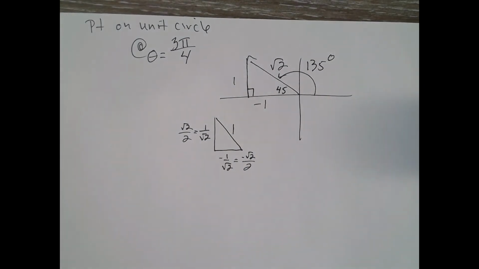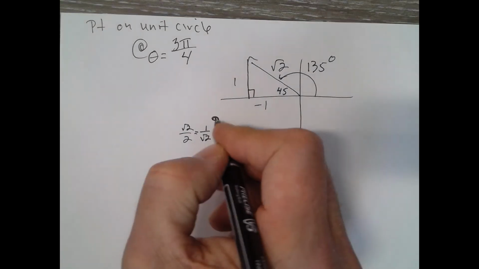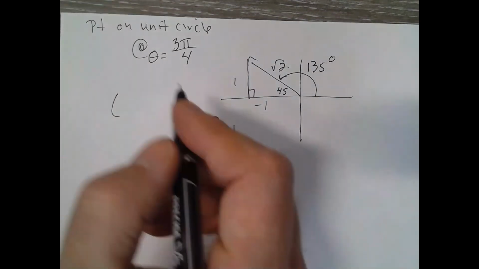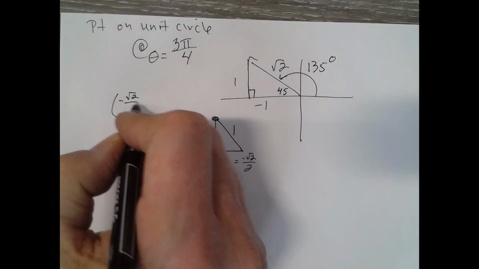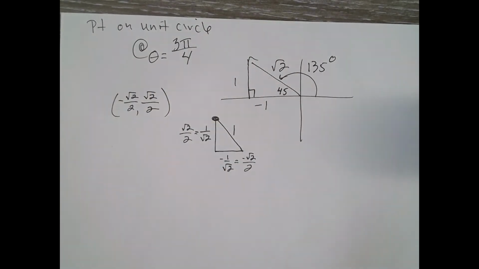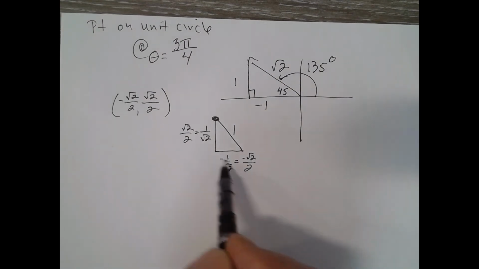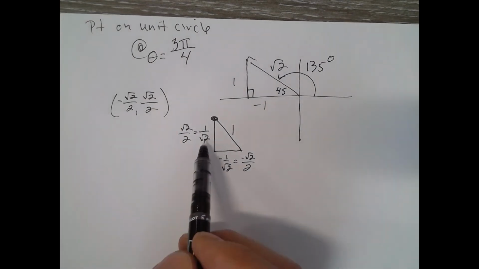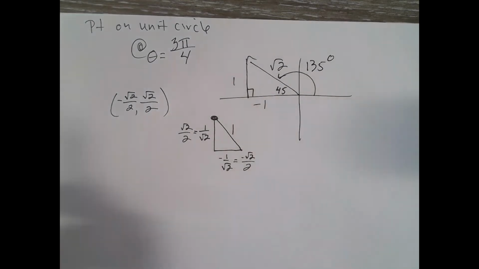So what is the ordered pair? This ordered pair right there is negative square root of 2 over 2, comma, square root of 2 over 2. You could have also done negative 1 over square root of 2, comma, 1 over square root of 2. All right. Questions on those type of questions? That's one of the things that you'll do new in 5.4. I'm about to show you the next one.